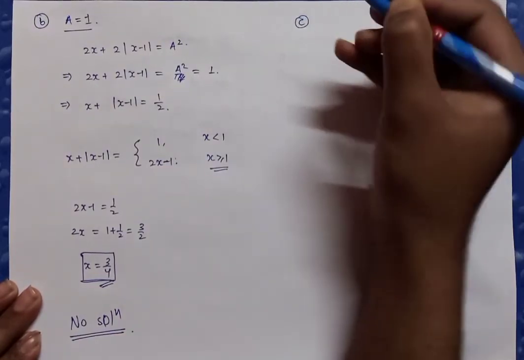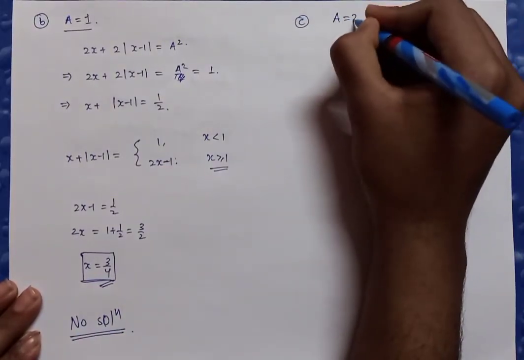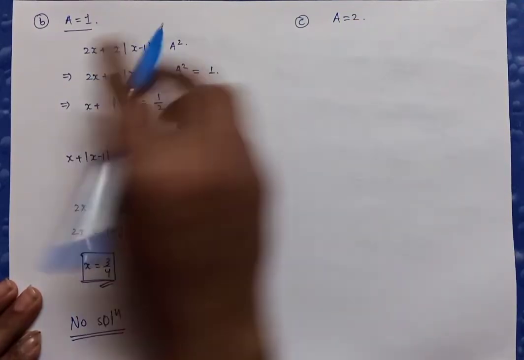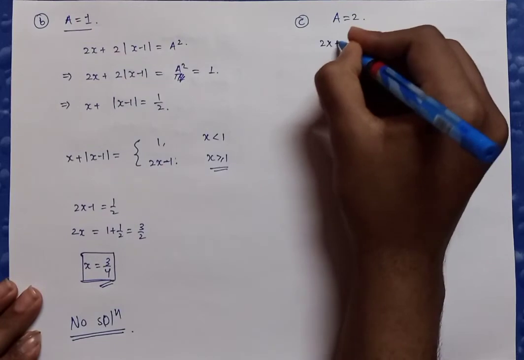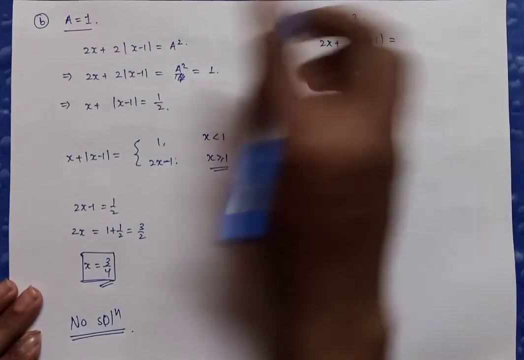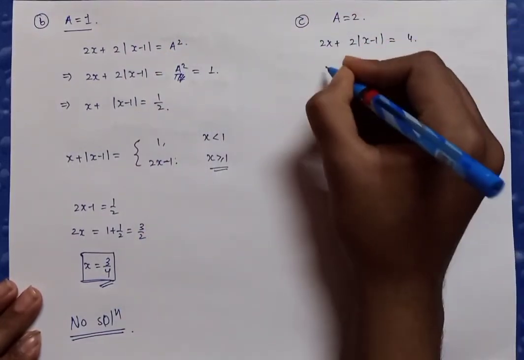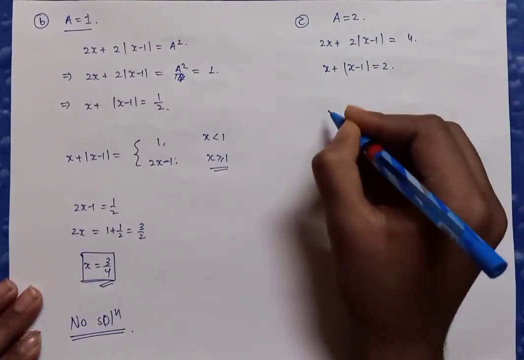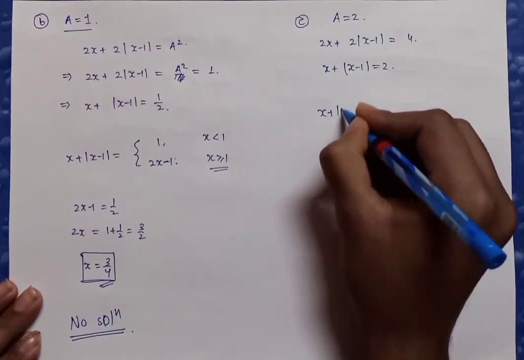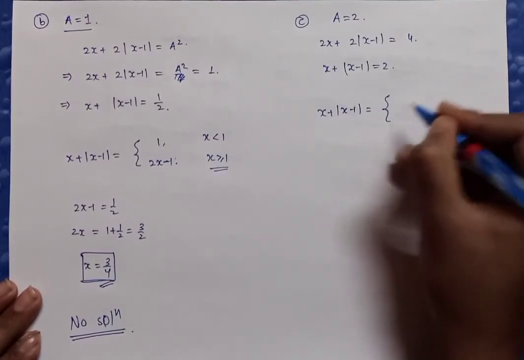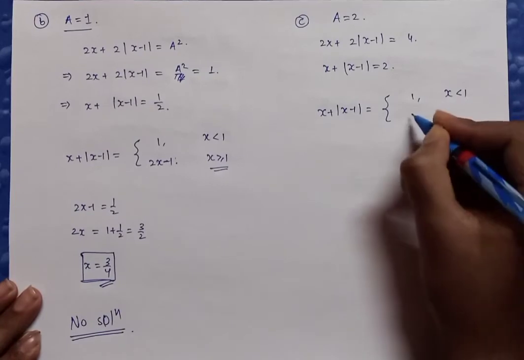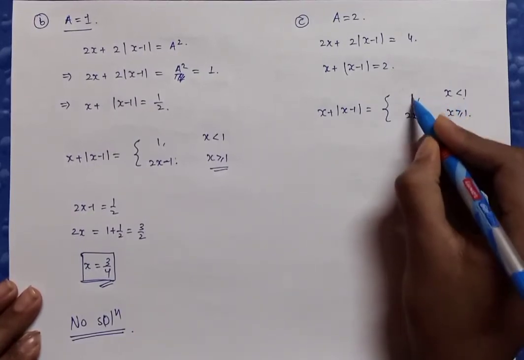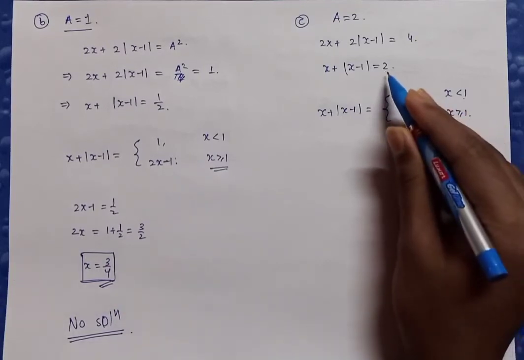Now let's check for the third part, that is a equals 2. Similarly, I am directly taking the function over here, 2x plus 2 mod x minus 1. What is a square? That is 4. Now let's divide by 2, equals 2. Now let's write this in a split form. x plus mod x minus 1 equals 1 when x less than 1, 2x minus 1 when x greater than or equal to 1. For x less than 1, it is taking the constant value, that is 1. Obviously that is not equal to 2.